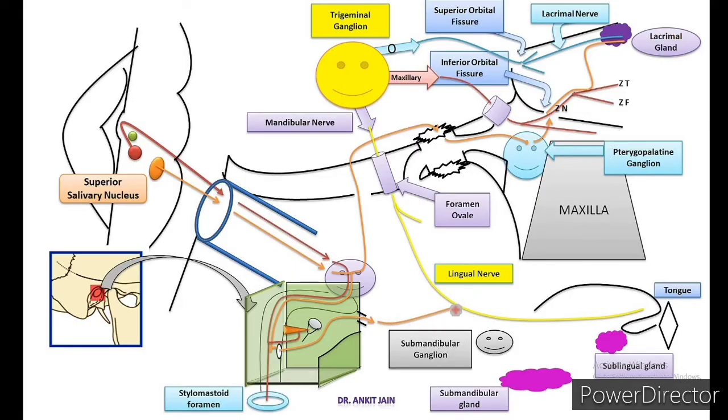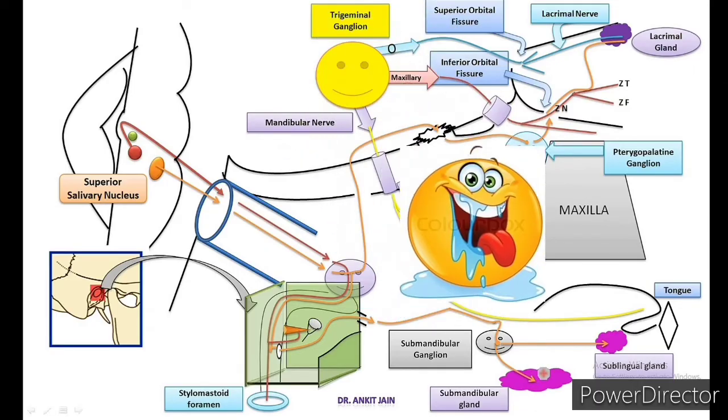After emerging from the base of the skull, these preganglionic secretomotor fibers run forward and join the company of the lingual nerve. But instead of going towards the tongue, they leave the company of the lingual nerve and enter into the submandibular ganglion and relay here. The postganglionic parasympathetic secretomotor fibers arise from this ganglion and innervate the sublingual and submandibular salivary glands and induce these glands to secrete saliva.